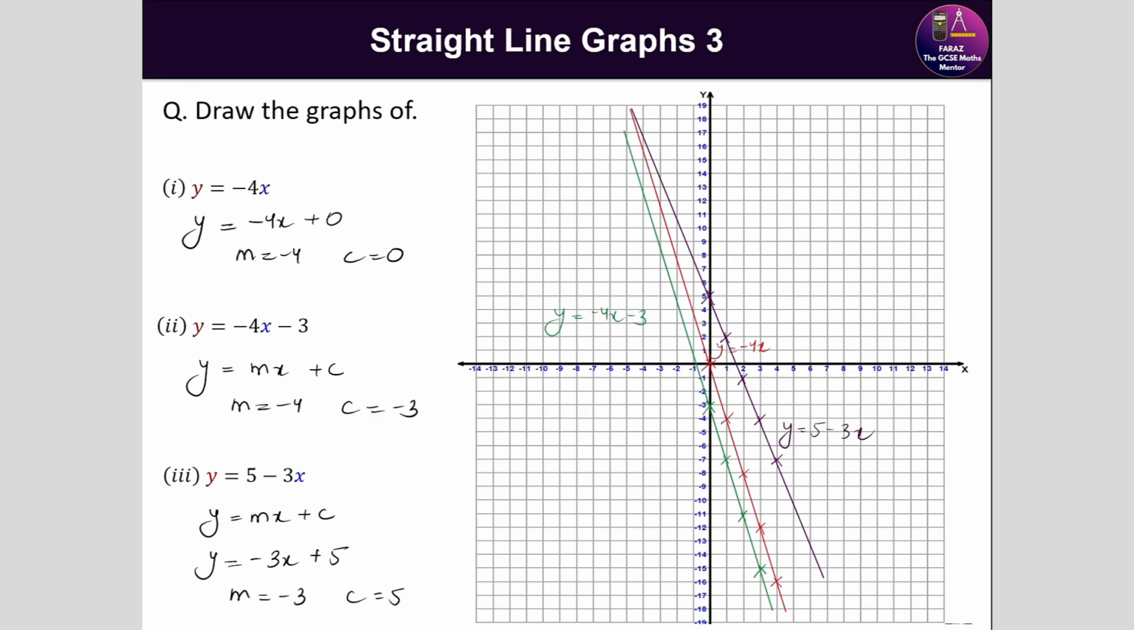And that's it. Remember, write the equation in the form y equals mx plus c. Identify the gradient and y-intercept. Plot the y-intercept first, then use the gradient to build your line. It's much quicker than using a table of values every time. Pause the video and have a go on your own and see if your graphs look the same as mine.